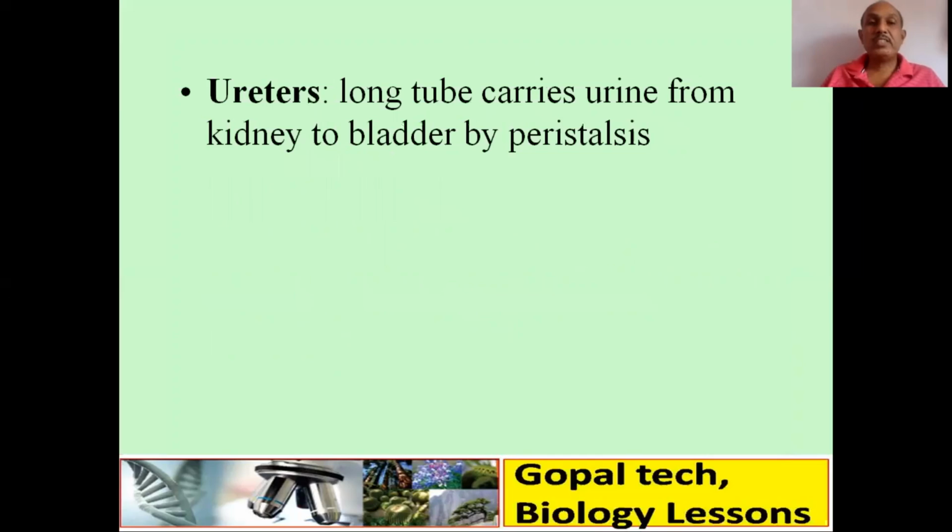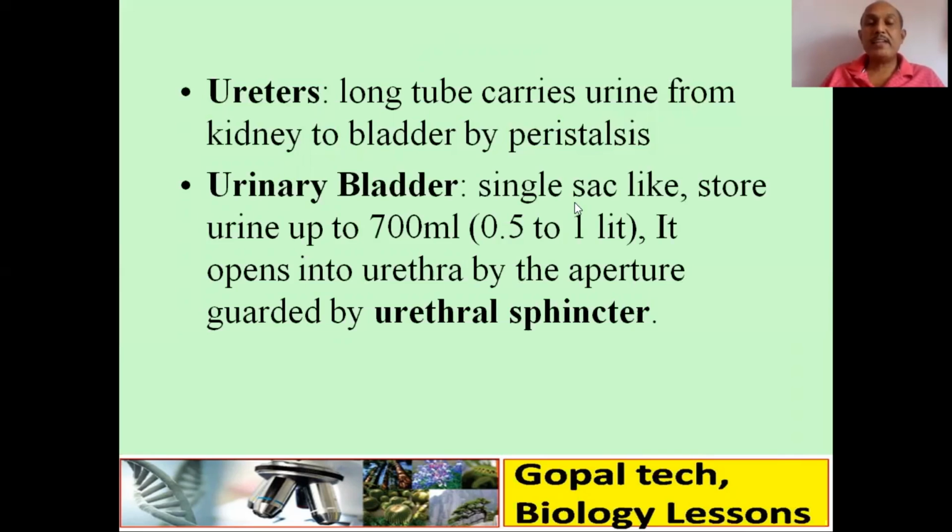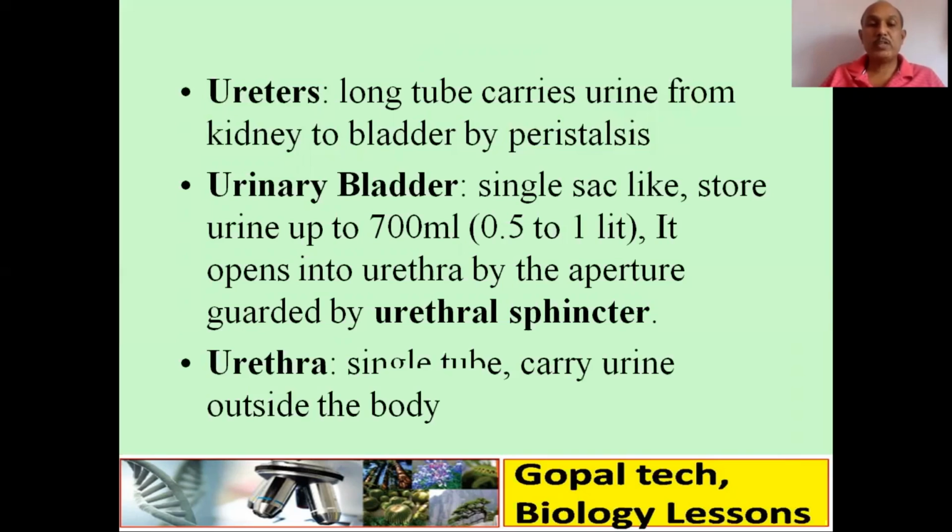Ureters. Ureters are long tubes which carry urine from a kidney to the bladder by peristalsis movement. Urinary bladder is a single sac-like organ that stores urine up to 700 ml on average, maximum 1 liter. It opens into the urethra by an aperture guarded by a urethral sphincter. Urethra is a single tube which carries urine outside the body.